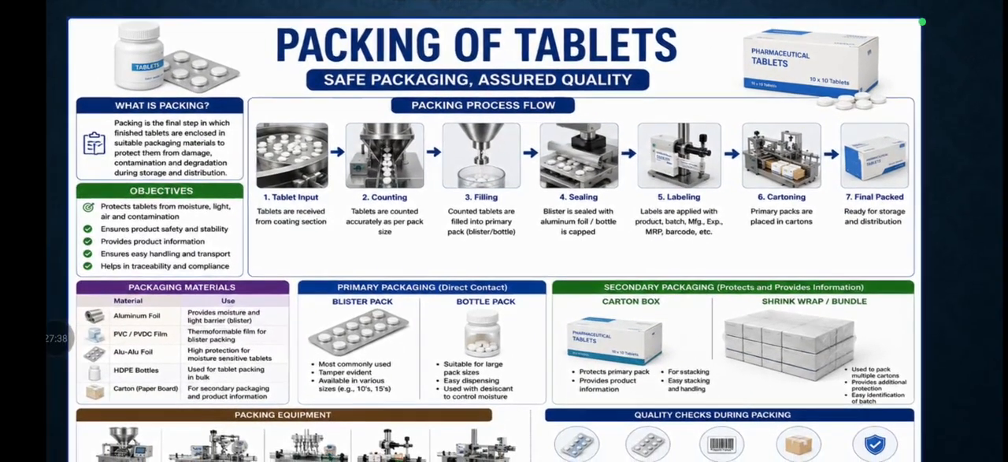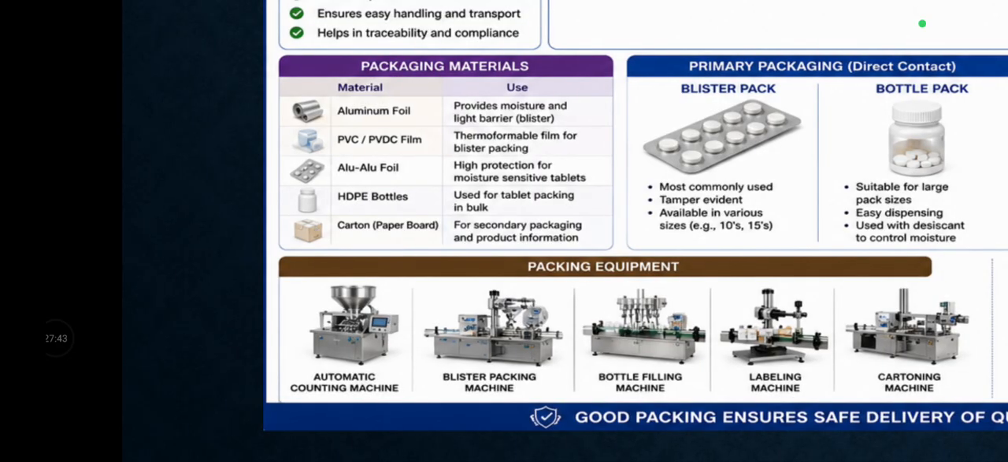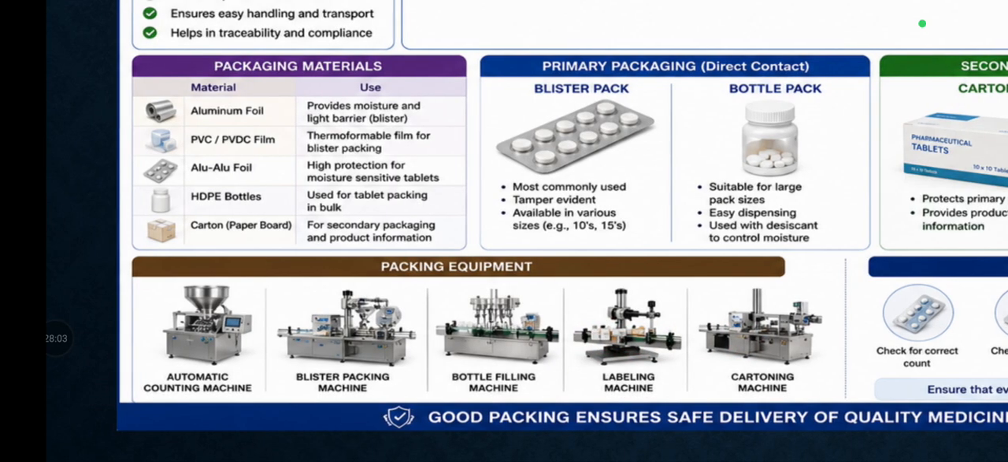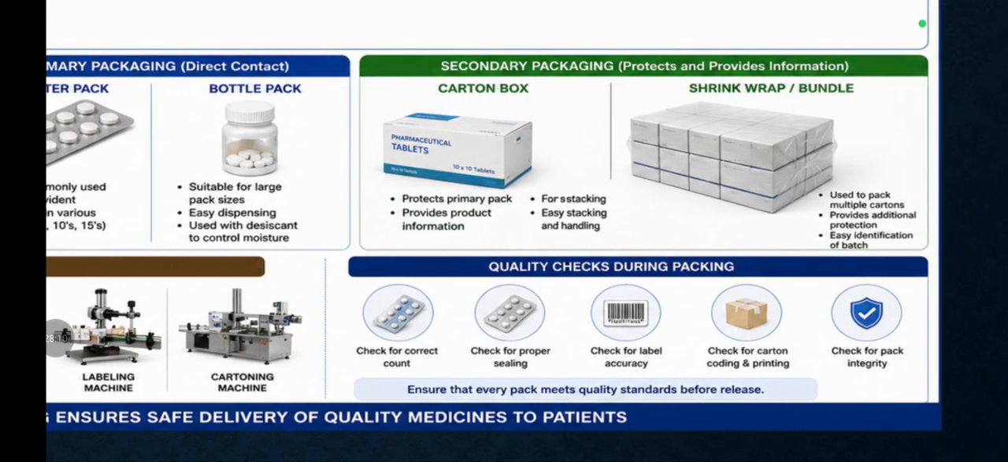After completion of coating, it goes towards the packing area. These are some of the equipment used in industry from the packing point of view. Automatic counting machines are there in the pharmaceutical industry, then blister packing machines, bottle filling machines, labeling machines, and cartoning machines. These are automated machines available in the packing area of a pharmaceutical industry.